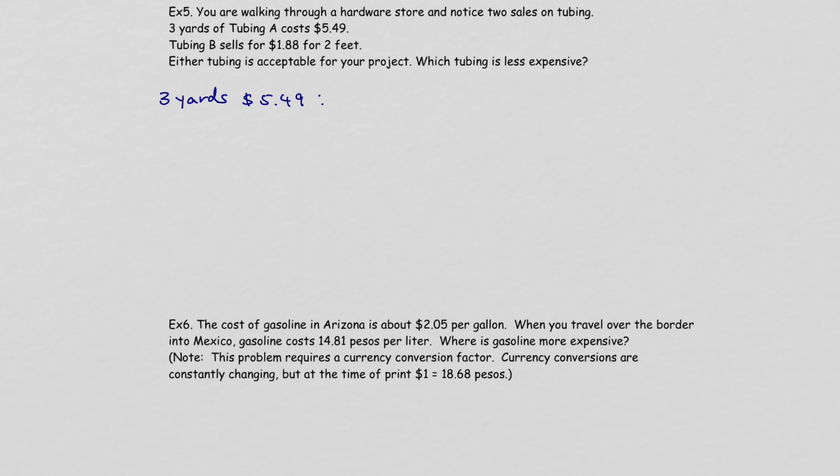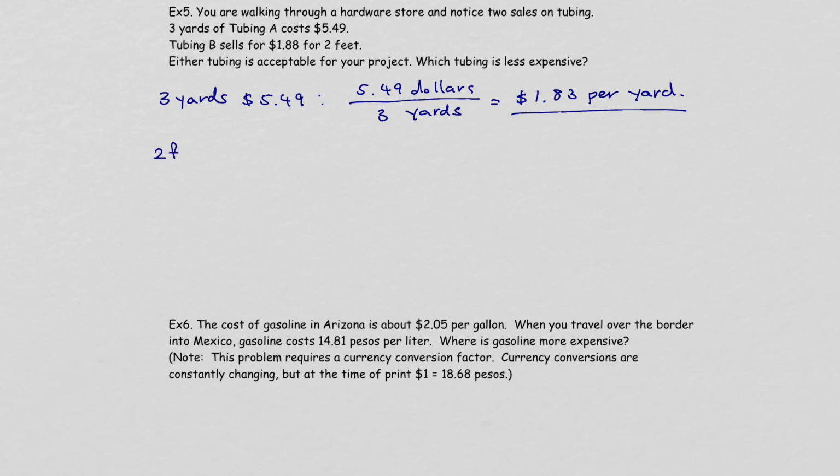and I want to find out the per yard price for that, right? So what I'll do is divide. This will give you not the 3 yards, but per yard, each yard pricing. So when I divide those two numbers, I get $1.83 per yard. So I have one with dollar per yard. So next one, I need to get the same thing.